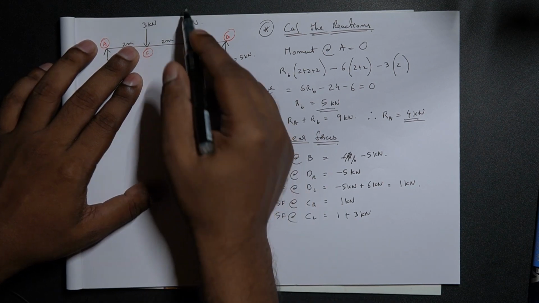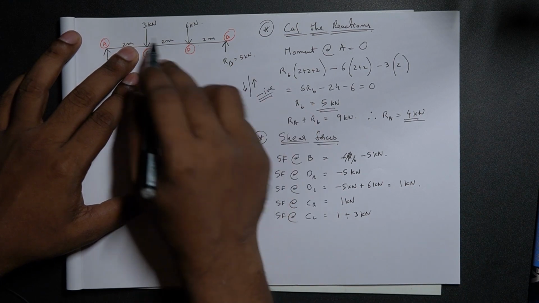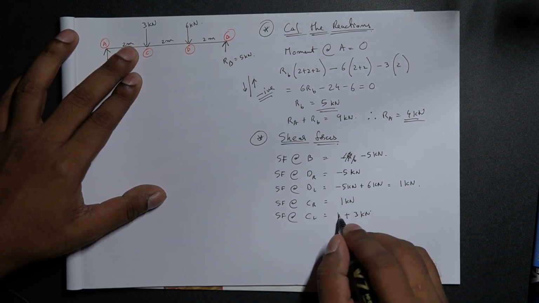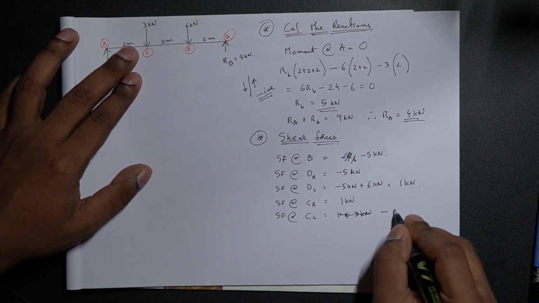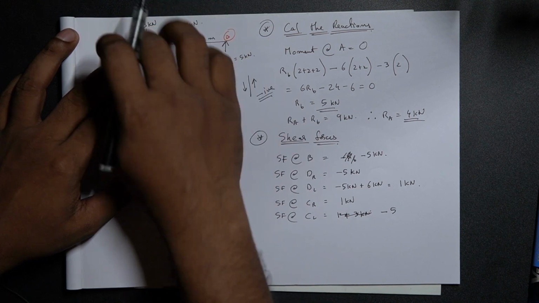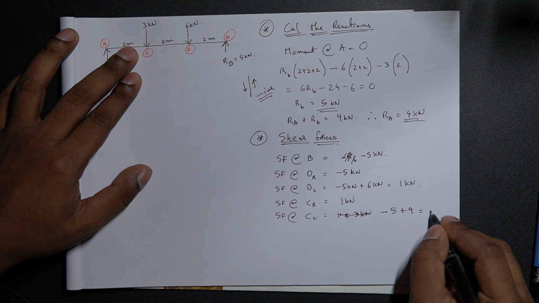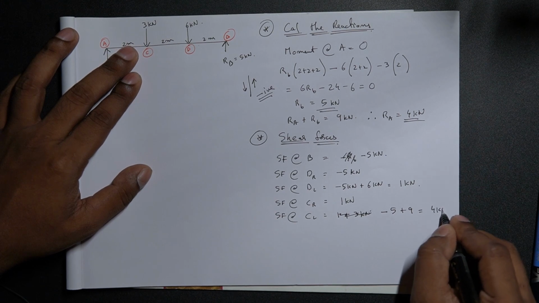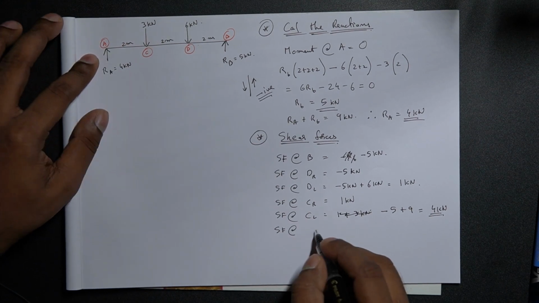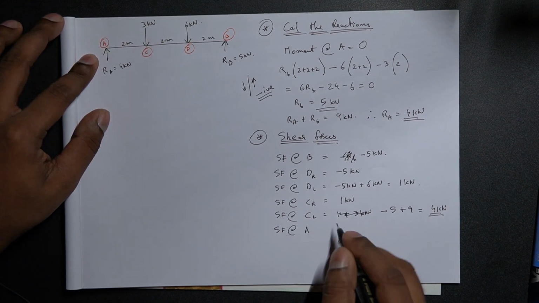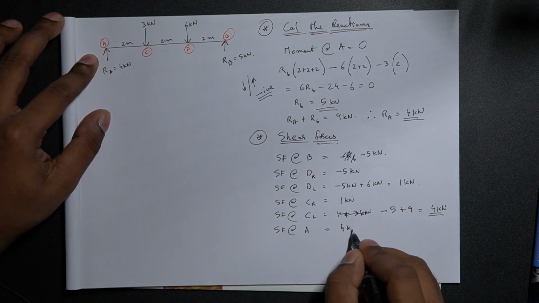And we have 6 kilonewtons acting downwards, so this would give us 5, 6 and 3 towards the left of C. It is minus 5 upward and plus 9 acting downward. This is 4 kilonewtons. Shear force at point A should be the same, that will be reflecting all the way to the end, so that is 4 kilonewtons.